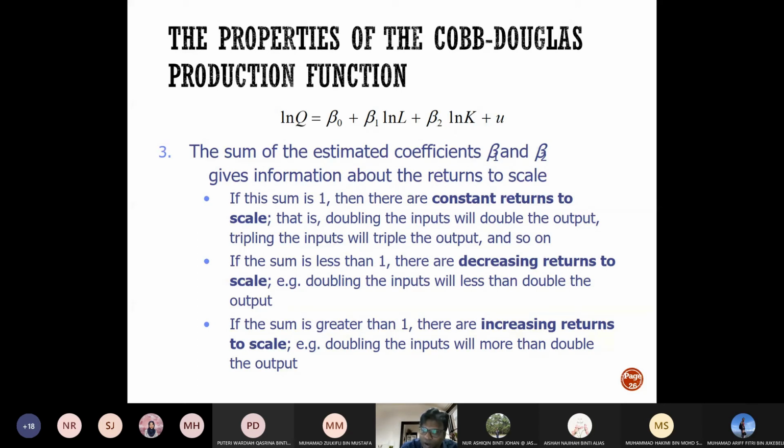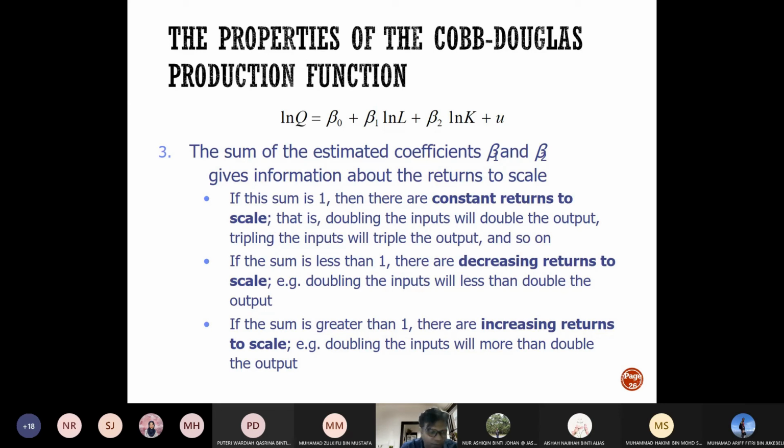Say if the sum of beta 1 and beta 2 is greater than 1, then there is increasing returns to scale, which means doubling the input will give more than double the output. So these are the three categories where the value of the coefficient parameters changes: when it is 1, less than 1, and greater than 1. Those are the terms we use.